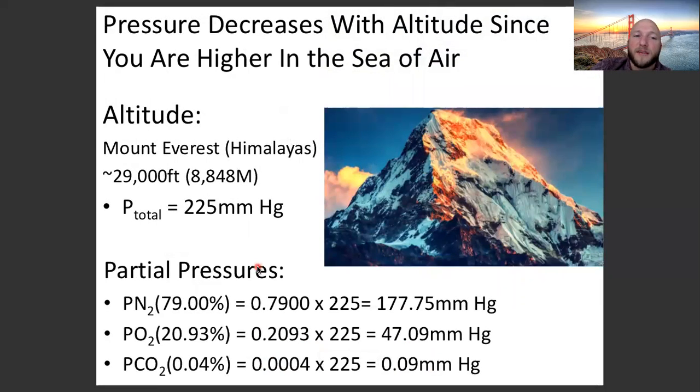Let's look at it at the top of Mount Everest. 29,000 feet. Total pressure is 225 millimeters of mercury. So we've got 0.79 times 225 gives us 177.75 millimeters of mercury, the partial pressure of nitrogen. 0.2093 times 225, partial pressure of oxygen of 47.